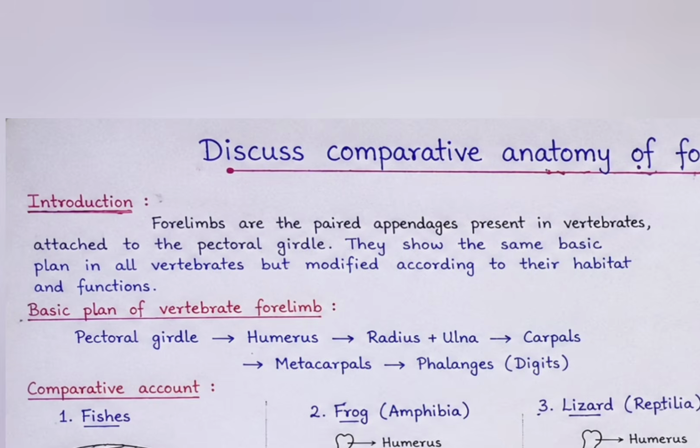In vertebrates, the forelimbs are paired, and there are two limbs. In human beings, we have two hands. It is one pair, and all vertebrates, from reptiles and fishes to mammals, contain a pair of forelimbs. They show the same basic plan but are modified according to their habitat and function.